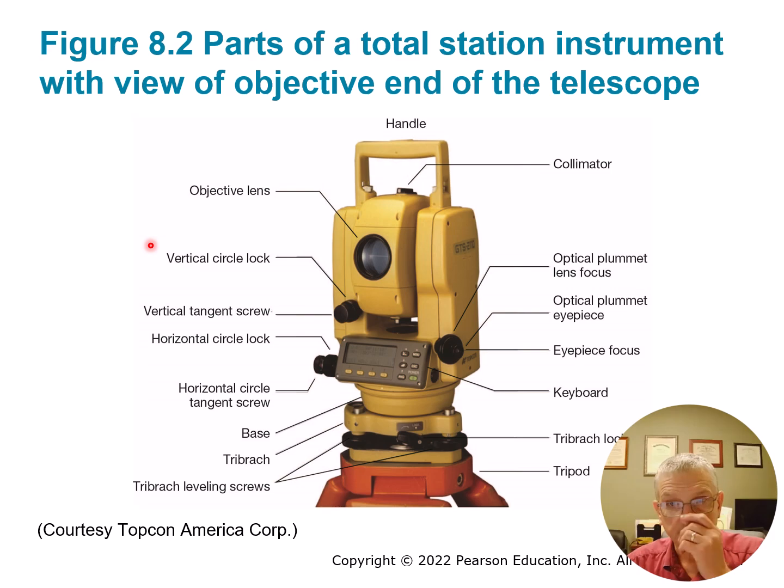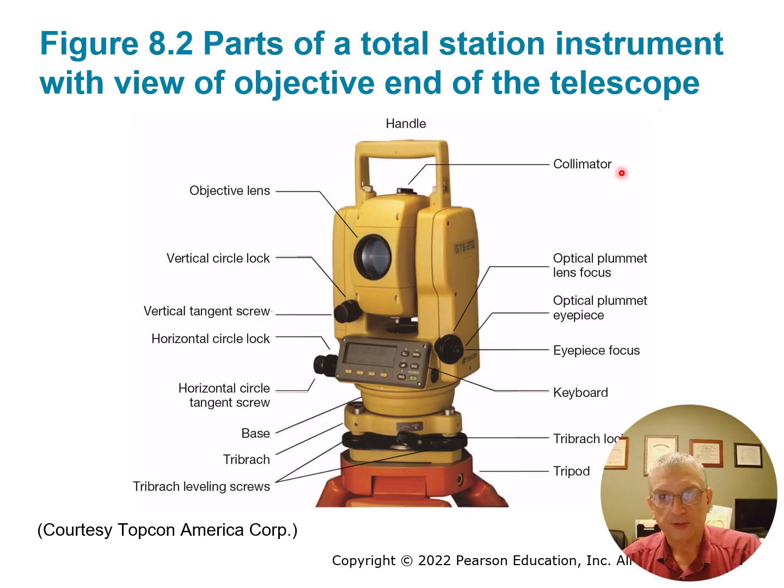Figure 8.2 is a Topcon. Looks like a GTS 210 or 211D model. I don't think they've made it in a few years, but it's still basically the same instrument that Topcon still offers in a total station. A lot of folks have gone to robotic total stations. And the parts are basically the same.